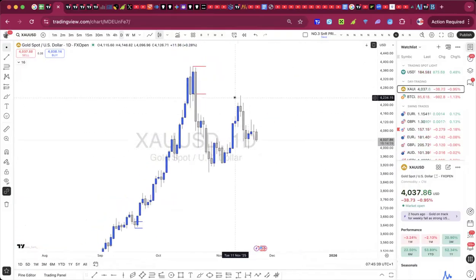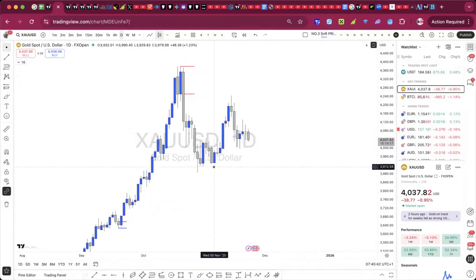We had a power of 3 played out here. And then we could look at what is gold. Down gold, starting from here. Then we have a break of structure at this point. This makes a lot of sense. We have a break of structure here for gold.